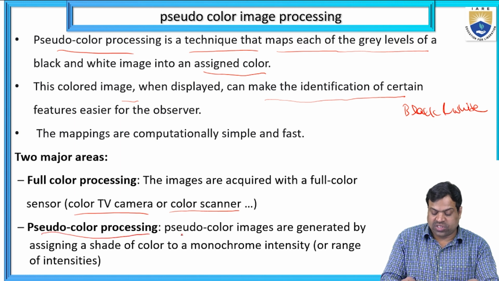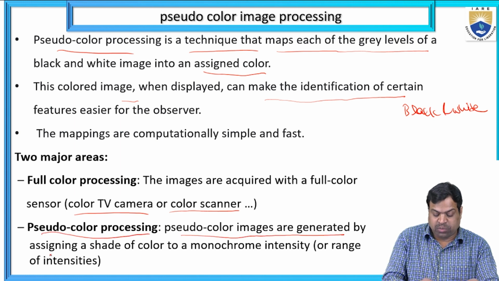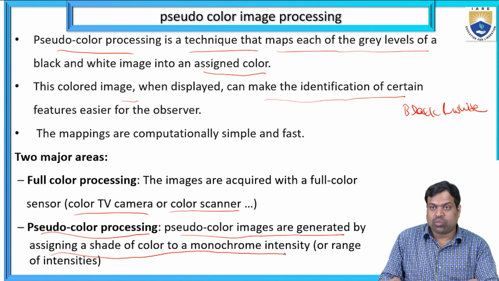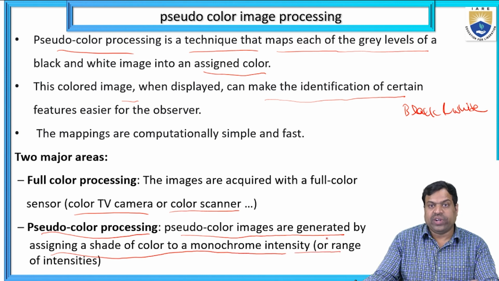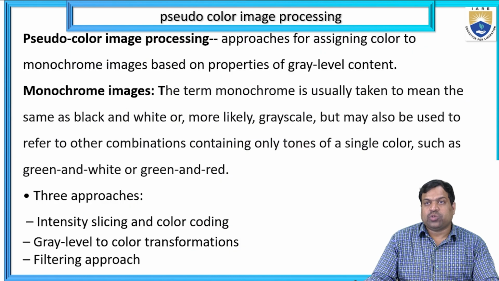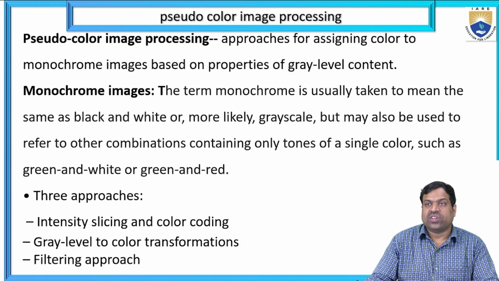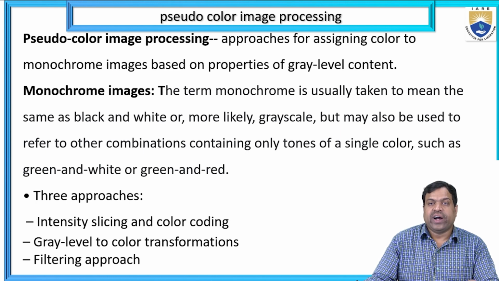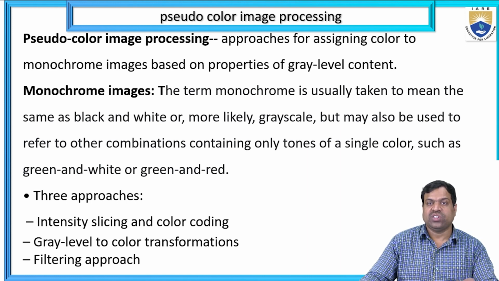And pseudo color images are generated by assigning a shade of color to a monochrome intensity or range of intensities. Pseudo color image processing approaches assign color to monochrome images based on properties of gray level content. The term monochrome is usually taken to mean the same as black and white or, more likely, grayscale, but may also be used to refer to other combinations containing only tones of a single color, such as green and white or green and red.